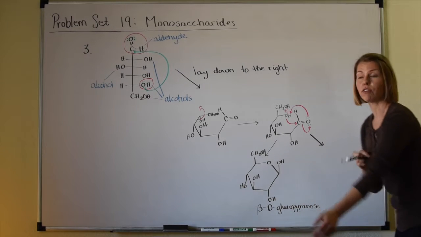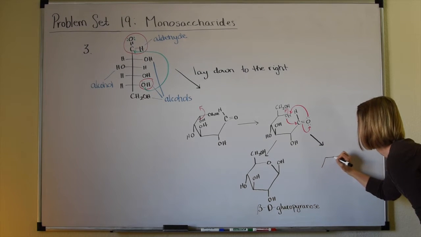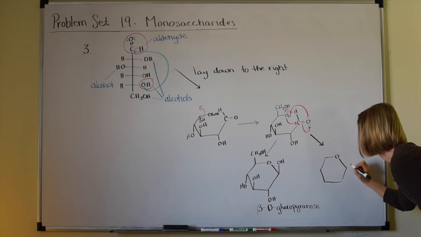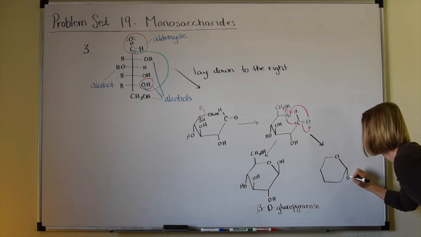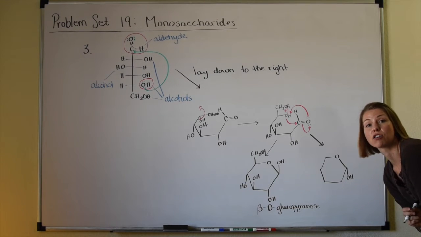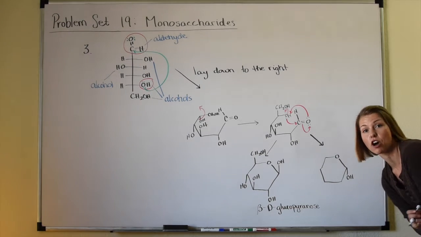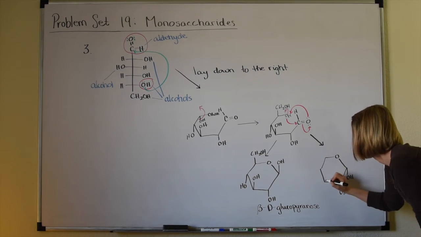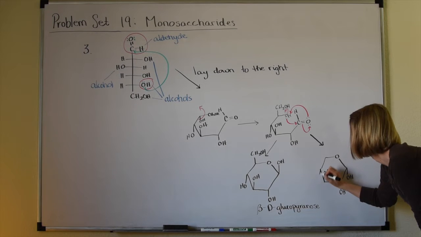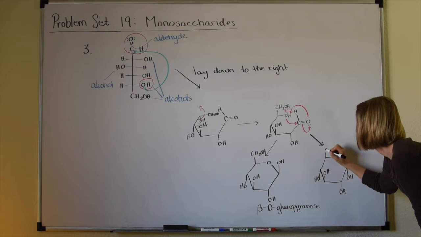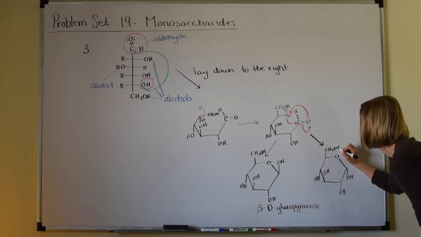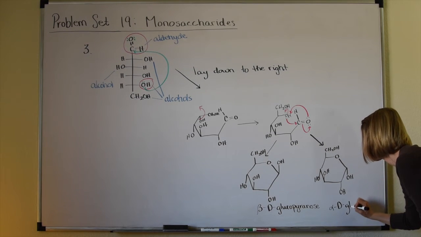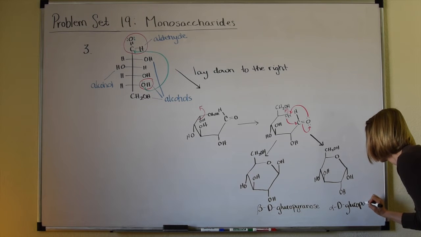Now we need to do our alpha. Everything the same, except the position of the hydroxyl off of the anomeric carbon is now pointing down. Everything else is the same, so down, up, up. And this is the alpha-D-glucopyranose.